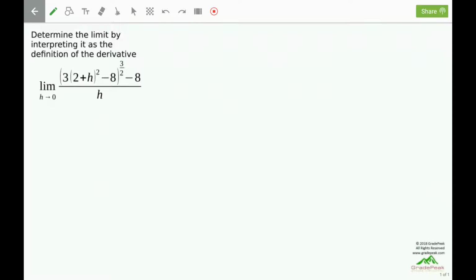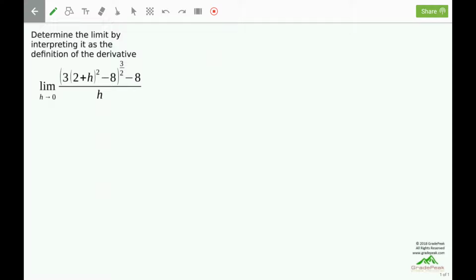Determine the limit by interpreting it as the definition of the derivative. The limit as h goes to 0 of 3 times (2 plus h) squared minus 8, the entire thing to the 3/2 power, minus 8 to the 3/2, all over h.